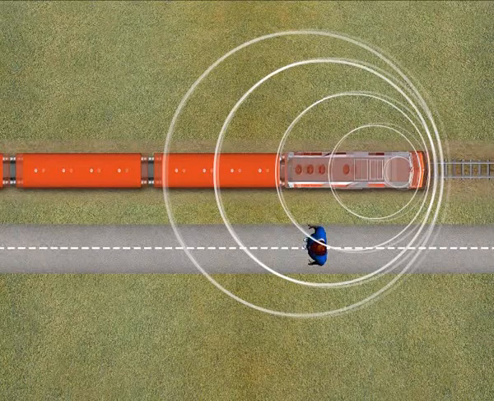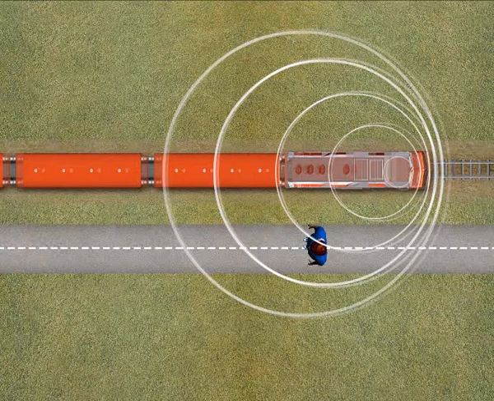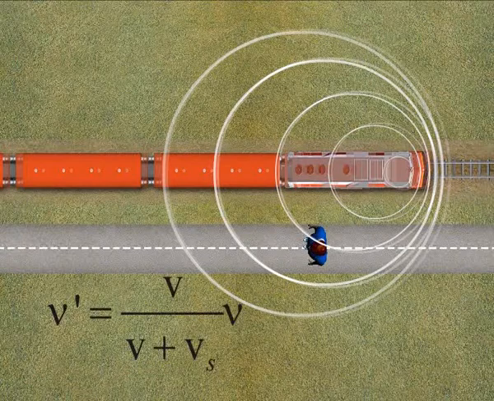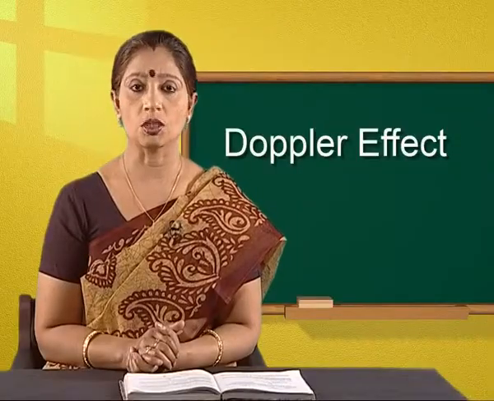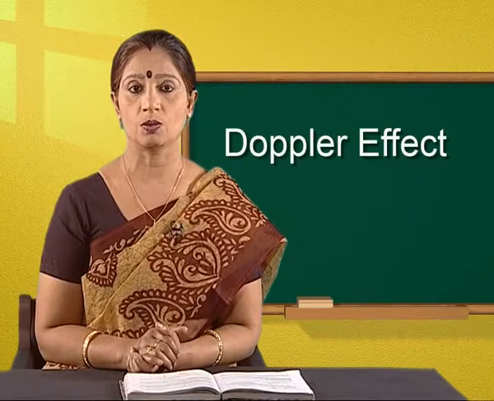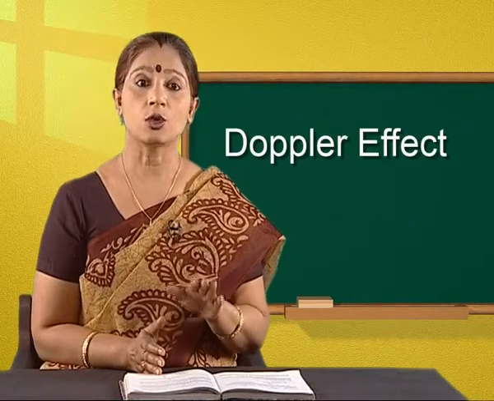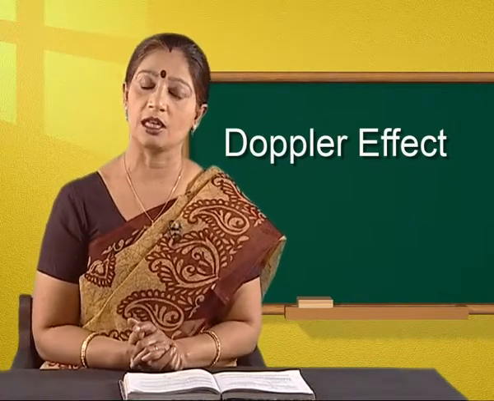On the other hand, if the source is moving away from the listener with velocity vs, then the apparent frequency of the sound can be obtained by changing vs to minus vs, and the expression for apparent frequency would be ν' equal to v by (v plus vs) into the original frequency ν. It shows that ν' is smaller than ν. Therefore, the pitch of the sound appears to decrease when the source of sound moves away from the stationary listener.